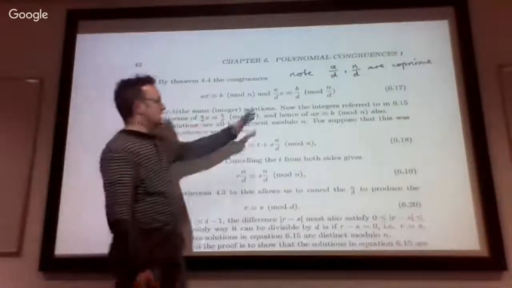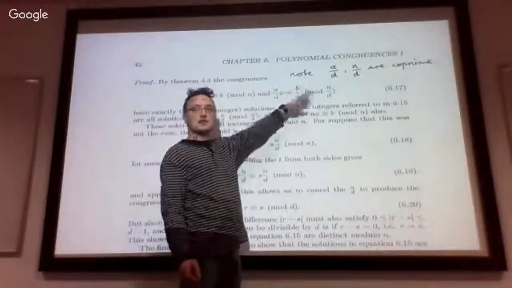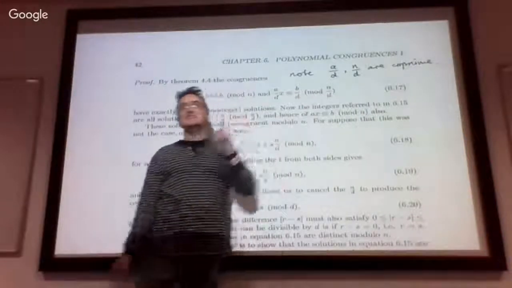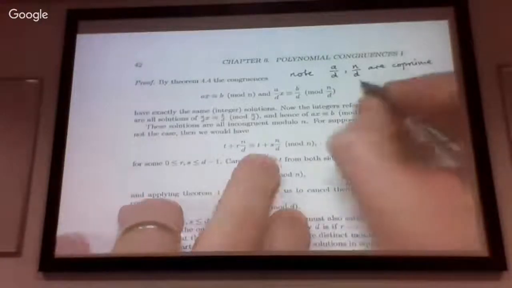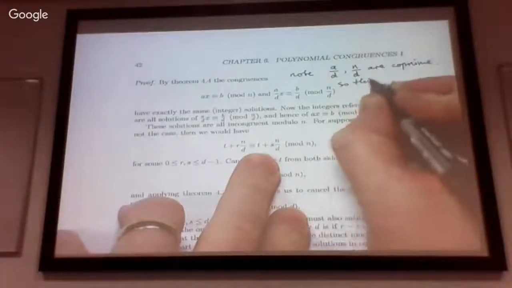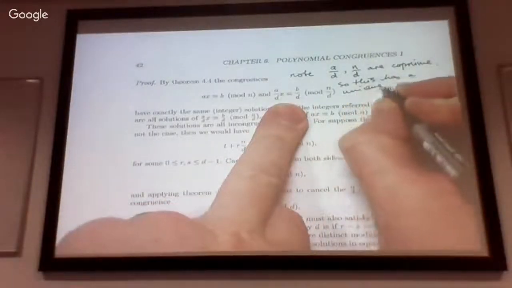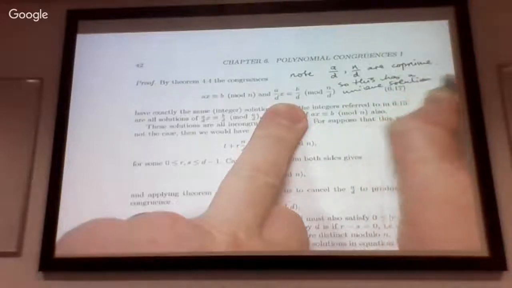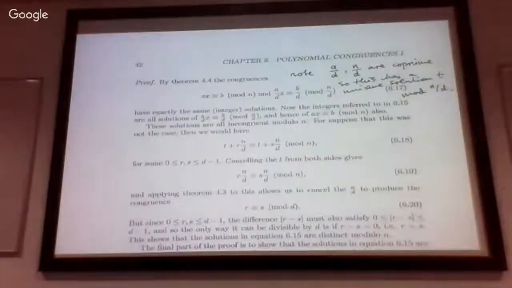So that means a over d has a multiplicative inverse modulo n over d, just as we talked about in theorem 6.1. You can multiply both sides by its inverse. So this second congruence has a unique solution, a unique solution t modulo n over d. Okay, so one unique congruence class modulo n over d, which is the solution. And we're going to let t be the standard representative of that congruence class.